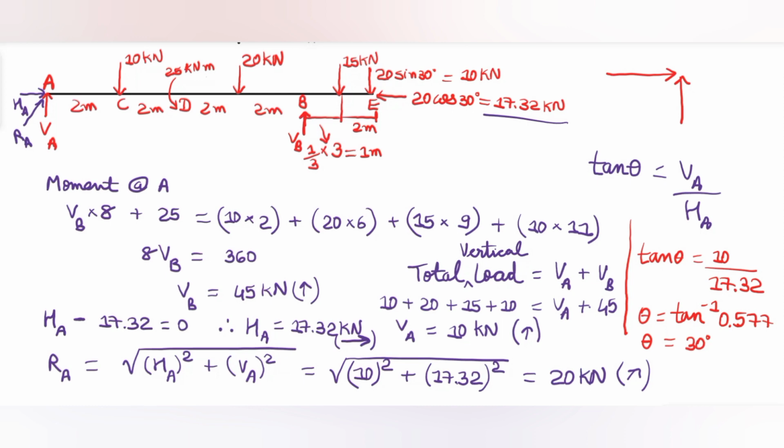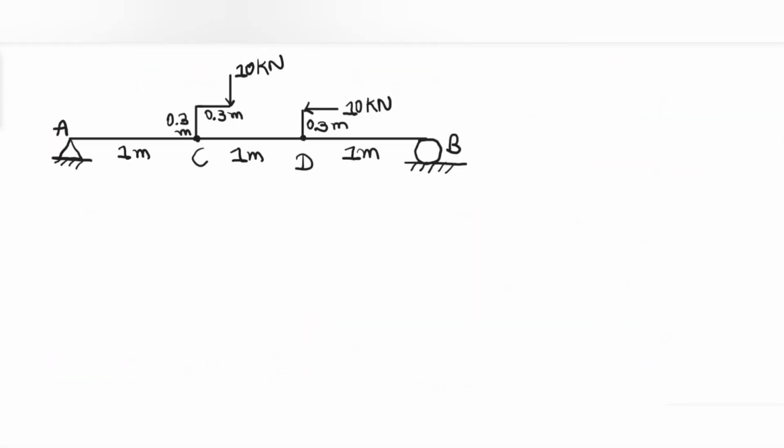So here at the support A, we are having the reactions like this. Horizontal reaction, which is 17.32 kilonewton, then vertical reaction, which is 10 kilonewton, and the resultant reaction, which is 20 kilonewton, and the angle is 30 degree. Let's solve another example. Here, as you can see, 10 kilonewton loads are acting like this.